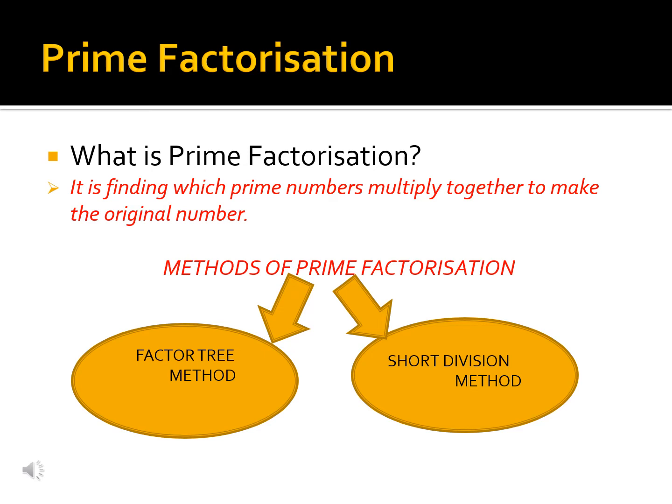There are two methods for prime factorization. The first method is the factor tree method and the second method is the short division method. You have already studied the factor tree method in your previous classes. In class 5, we'll be talking about the short division method. So let's start with the short division method for prime factorization.